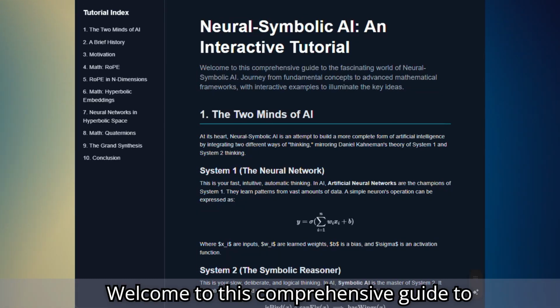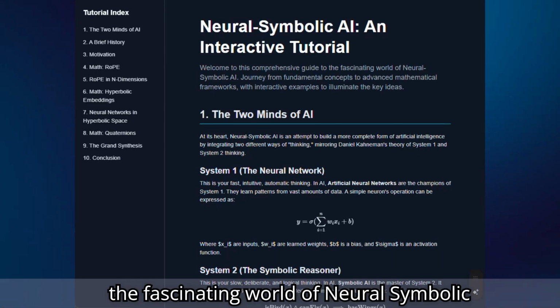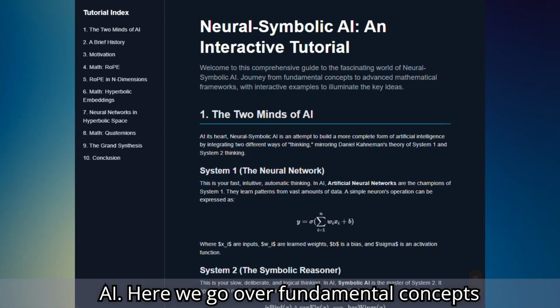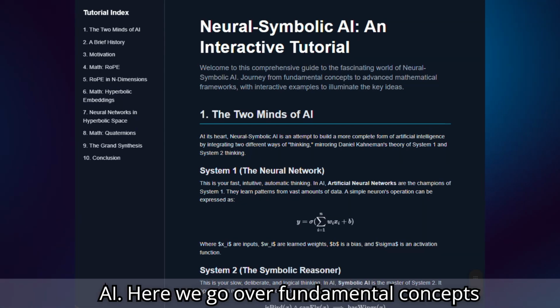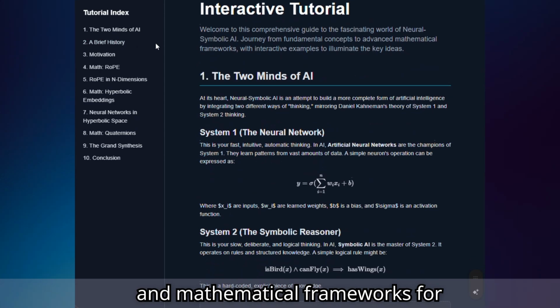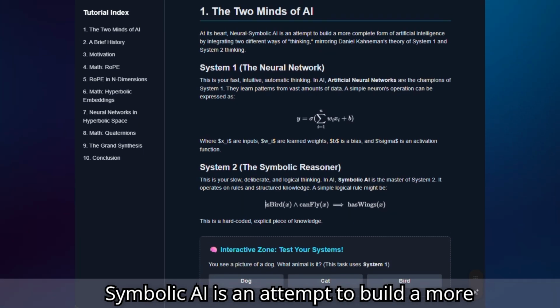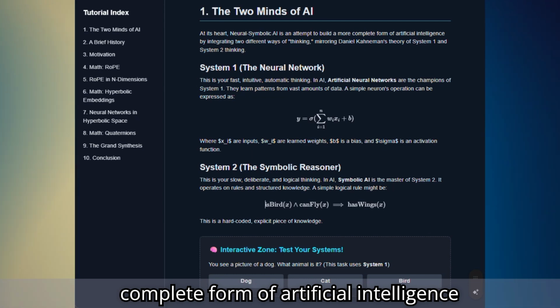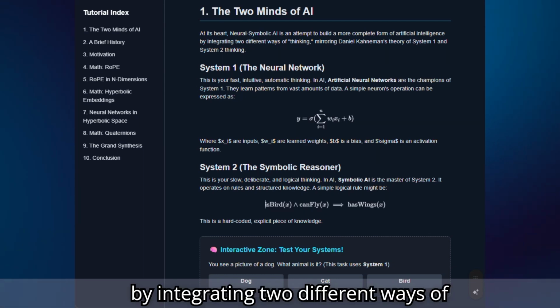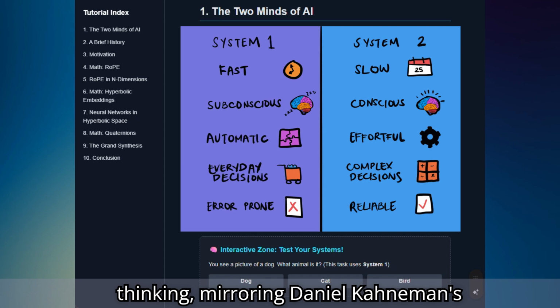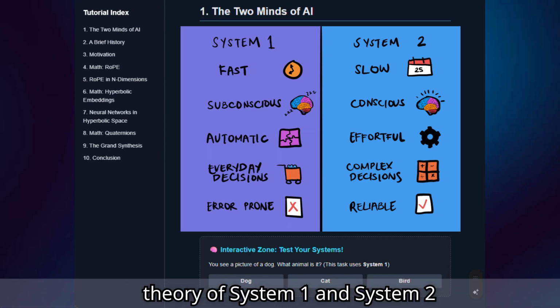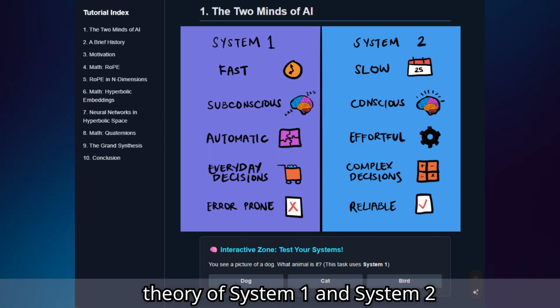Welcome to this comprehensive guide to the fascinating world of Neural-Symbolic AI. Here we go over fundamental concepts and mathematical frameworks for implementation. At its heart, Neural-Symbolic AI is an attempt to build a more complete form of artificial intelligence by integrating two different ways of thinking, mirroring Daniel Kahneman's theory of System 1 and System 2 thinking.